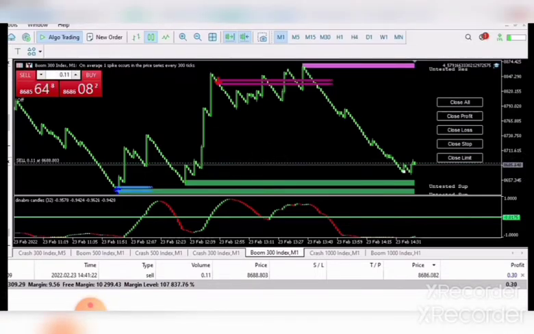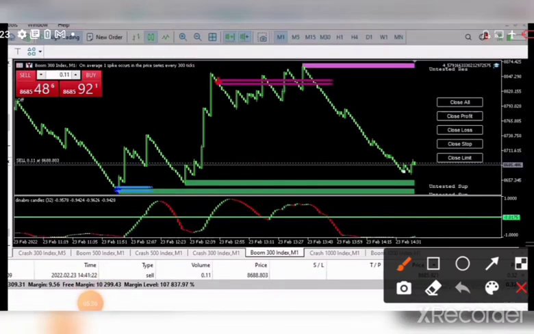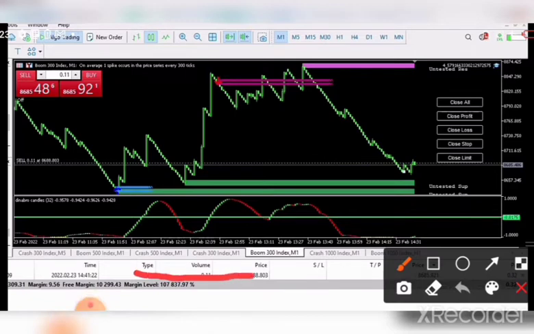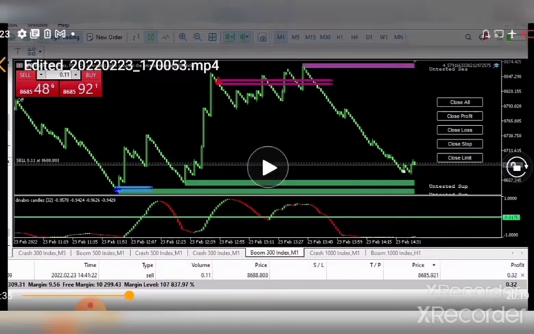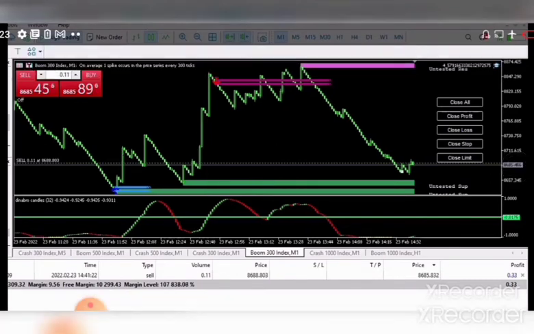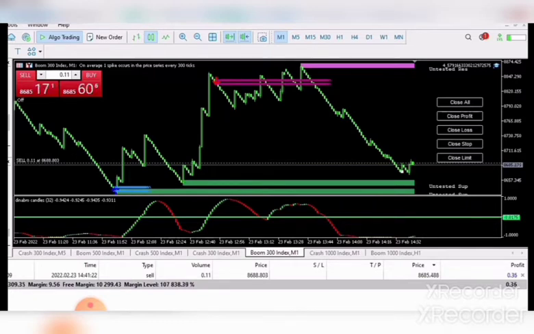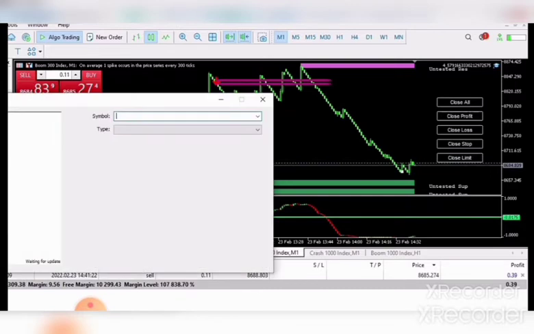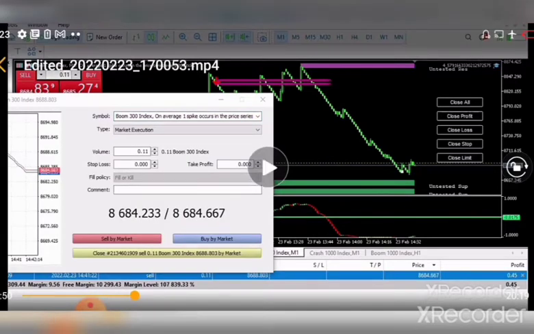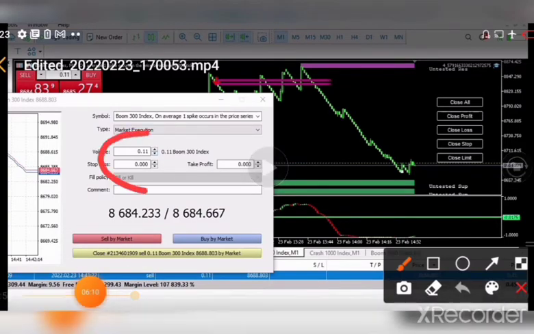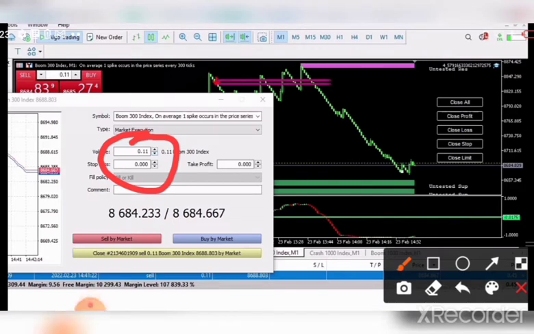You now have to double click on this very line. That's your trade, the order which you opened. When you double click on it, a dialog box will appear. Then in that dialog box, in the volume, you reduce your order from 0.11, as you can see here, to 0.10, what it was originally. When you reduce it to 0.10, you click this particular button here.